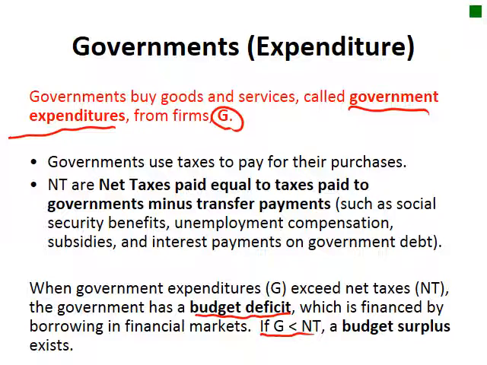When government expenditures exceed net taxes, in other words, you are spending more than you're collecting in taxes, we know that the government has a budget deficit, which is financed by borrowing in the financial markets. If government expenditure is less than net taxes, then you have money left over, and we call it a budget surplus.